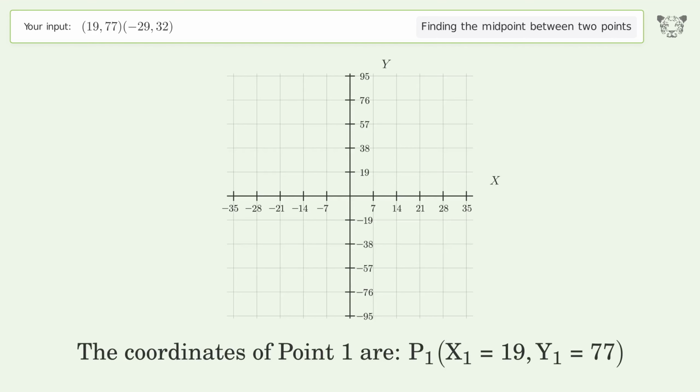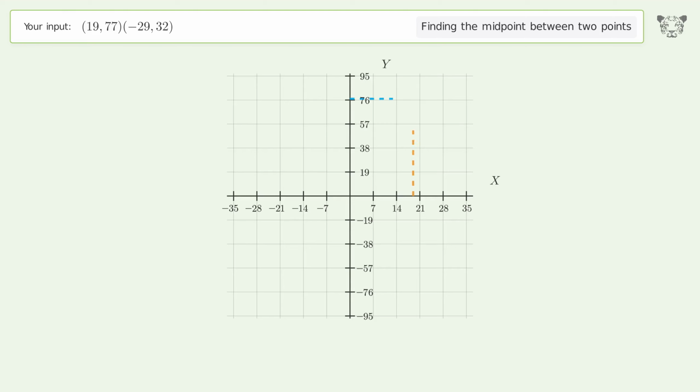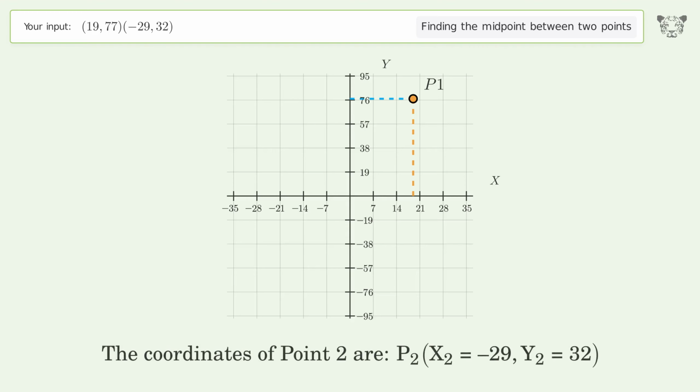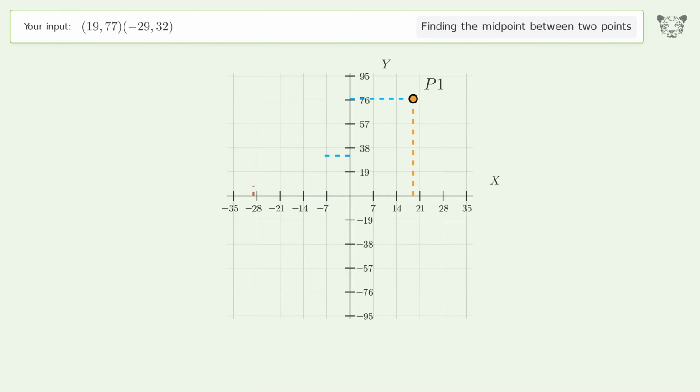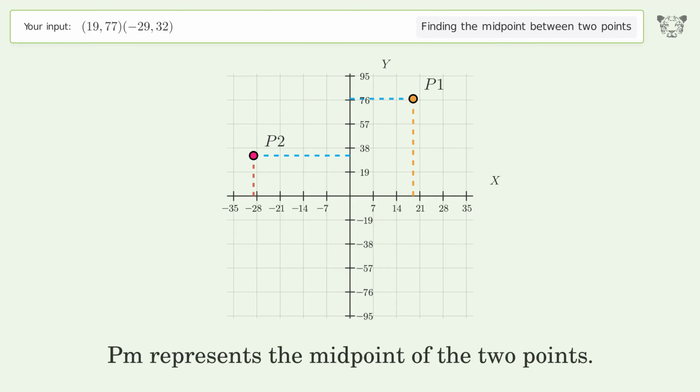The coordinates of point 1 are, x1 equals 19, y1 equals 77. The coordinates of point 2 are, x2 equals -29, y2 equals 32. PM represents the midpoint of the 2 points.